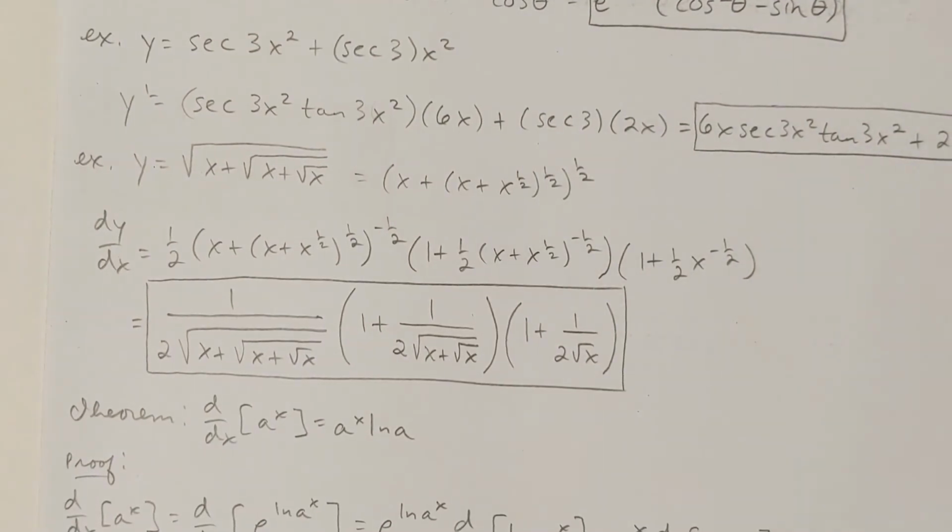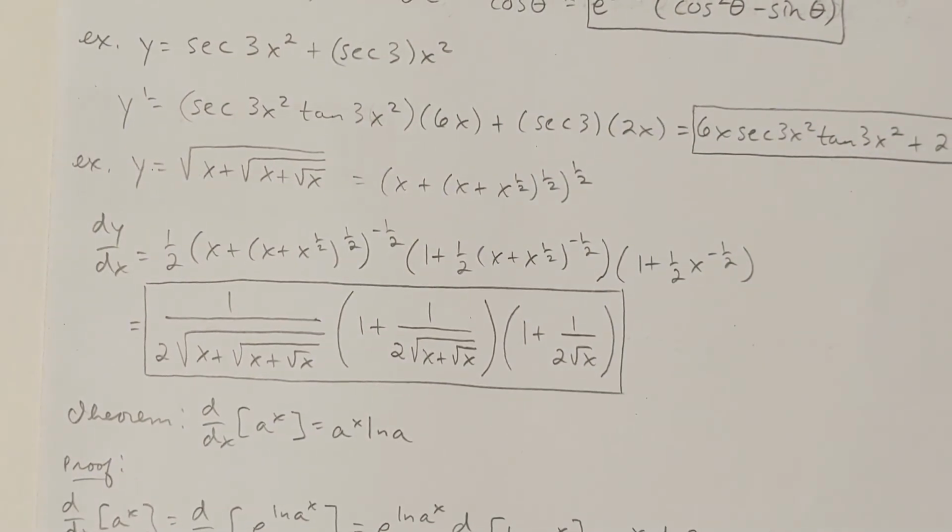Okay, here's another one. Y equals secant of 3x squared minus secant of 3 times x squared. Well, secant of 3x squared, that'd be a chain rule. 3x squared is inside of the secant function. So I'm going to begin as if it were just secant x. The derivative of secant x is secant x tangent x. So I'm going to start by writing secant of 3x squared times tangent of 3x squared, but then times the derivative of 3x squared. That's 6x.